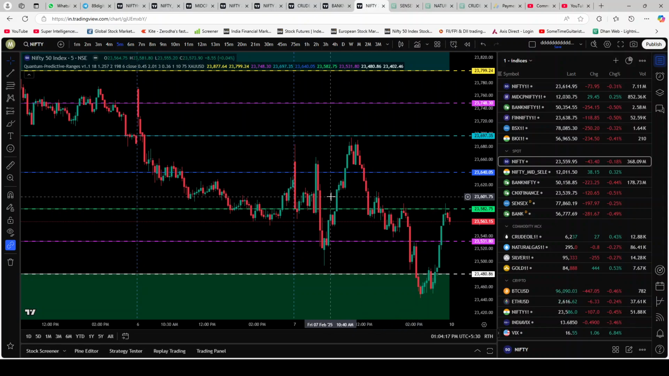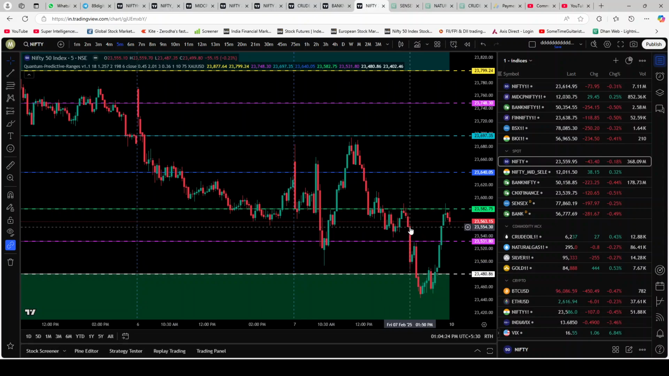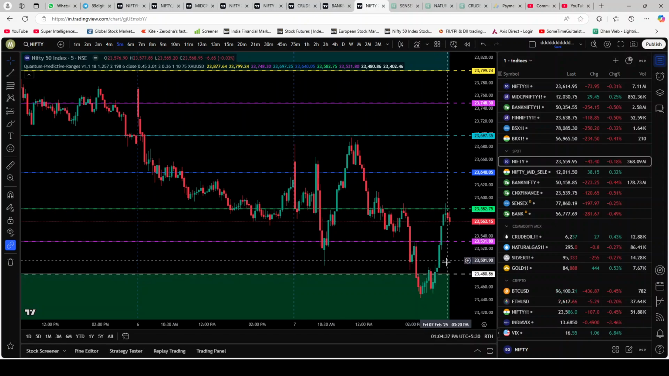Hindsight is 2020, but ideally one should have entered over here and booked profits over here. You want to re-enter over here and then re-enter over here actually and book profits over here, if you were shorting. When it comes to long, one could have entered over here and then booked profits somewhere over here, or even over here, and long over here and over here. But this is again happening after 3 p.m. I do not recommend trading after 2:30 in the afternoon, but sometimes you have to, then you have to. Otherwise, generally I refrain from trading after 2:30 p.m.